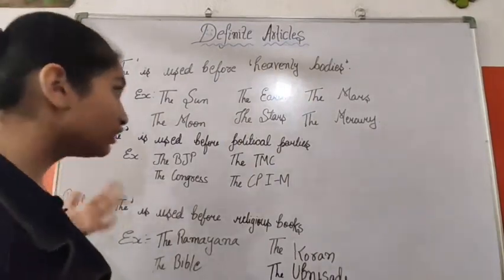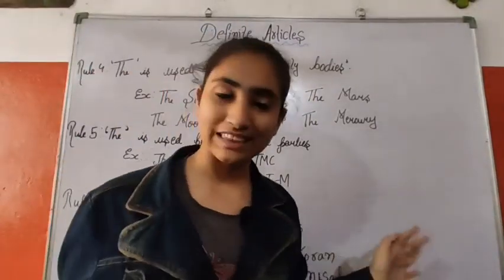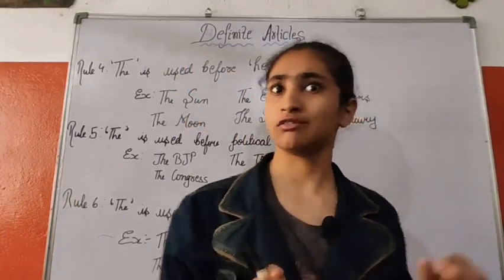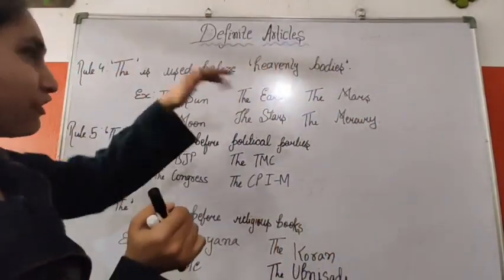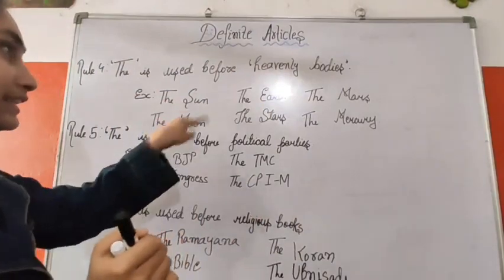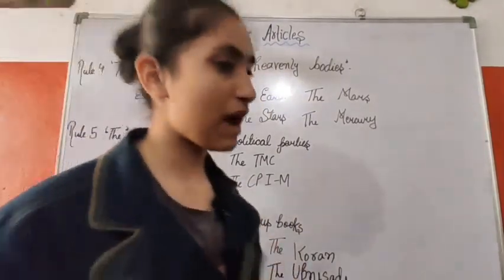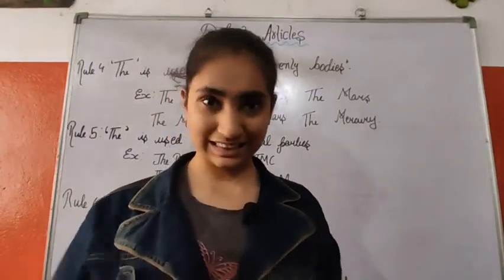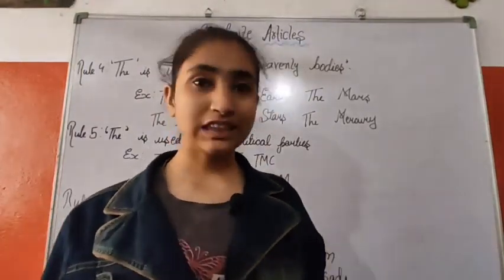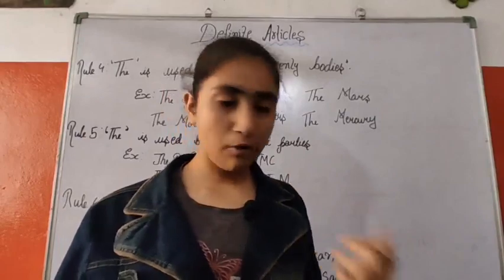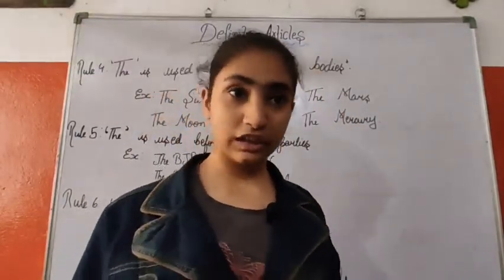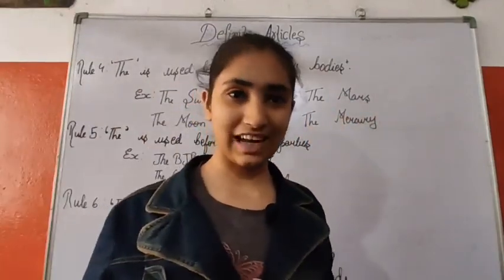"The" is used before heavenly bodies. What does heavenly body mean? Sounds new? No. For example, the sun, the earth, the moon, the Mars, the Mercury. For example, the sun is in the center of the solar system. Here, because the sun is a heavenly body, before sun I am using "the". Also the moon, the stars.